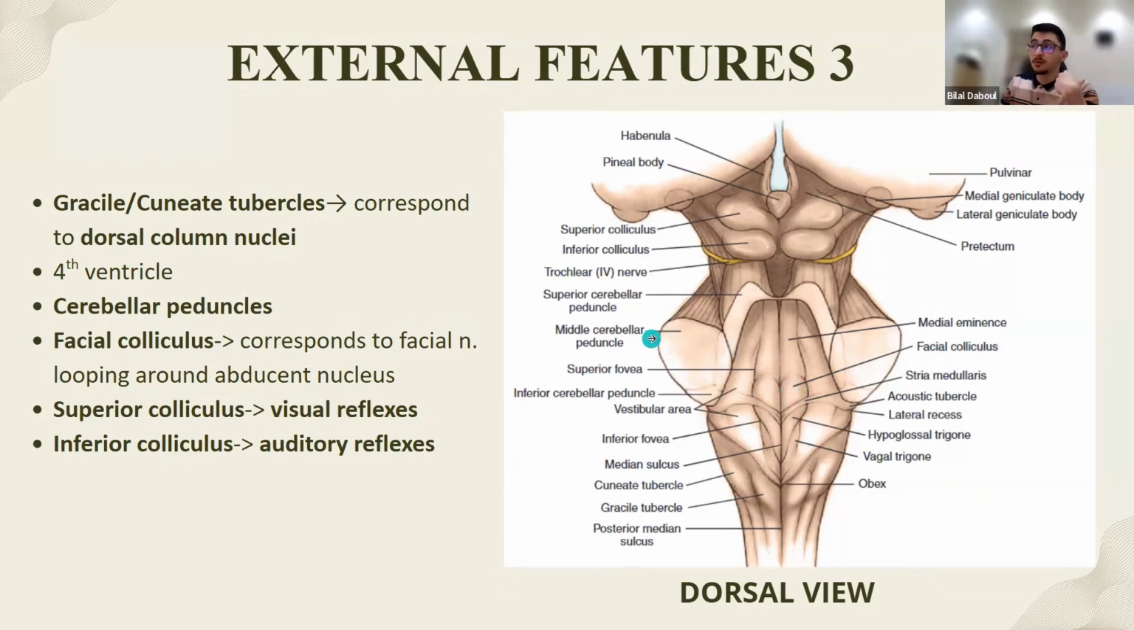Generally, external features are not that critical, but it helps you to connect the ideas. You mostly get asked on lesions in the exam. Now, forget about the pons. We finished with the pons.